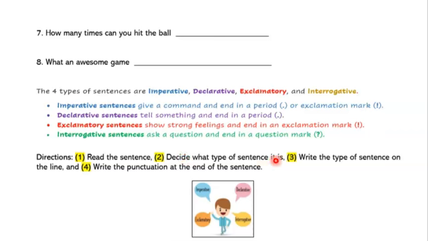So what type of sentence is it? Right, an interrogative sentence. So we're going to go ahead and write the type of sentence on the line. So we're going to go ahead and write interrogative right here.